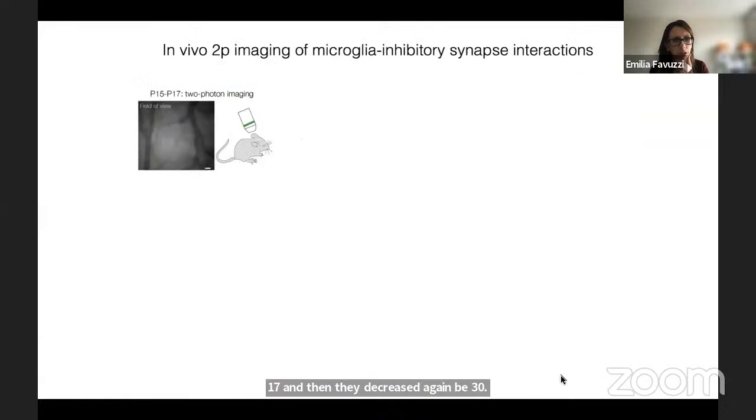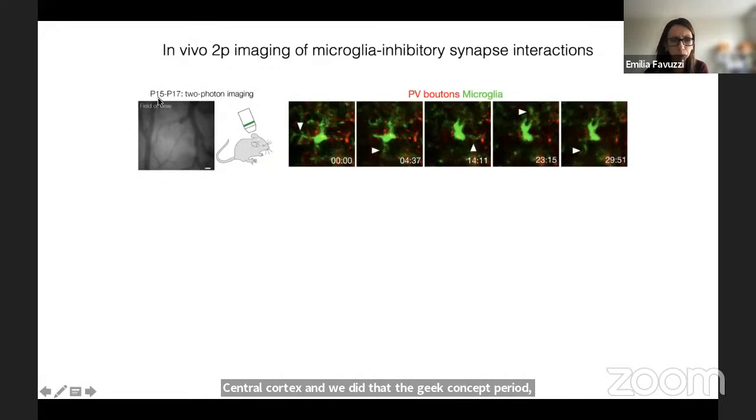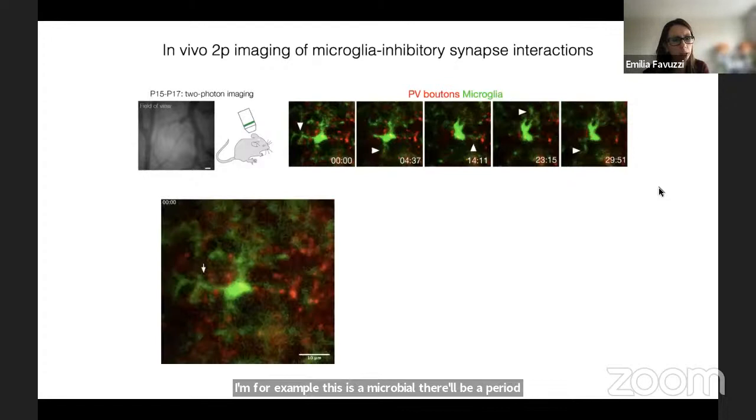And so we used exactly the same labeling tools that I just described and did in vivo two-photon imaging of microglia-PV synapse interactions in layer 4 of the somatosensory cortex. And we did that at the peak contact period, P15, P17. And for example, this is a microglia that over a period of 30 minutes really contacts the majority of the synapses around.